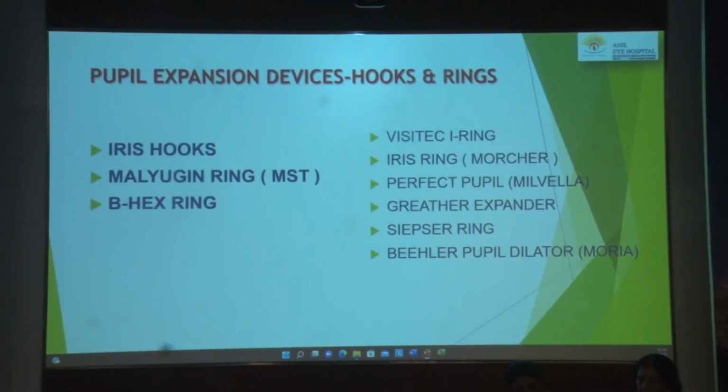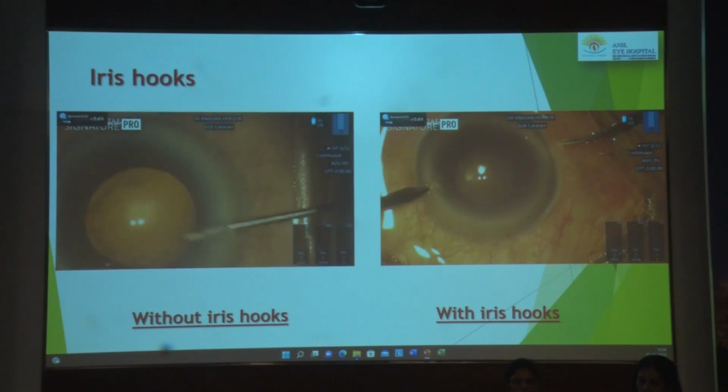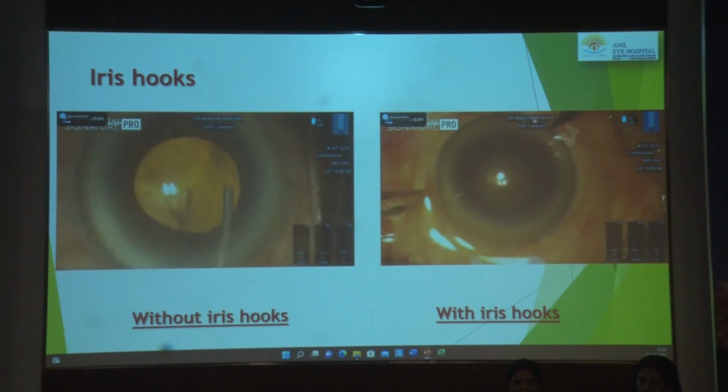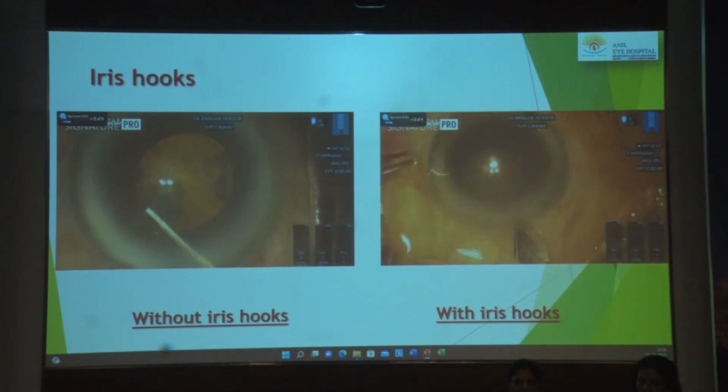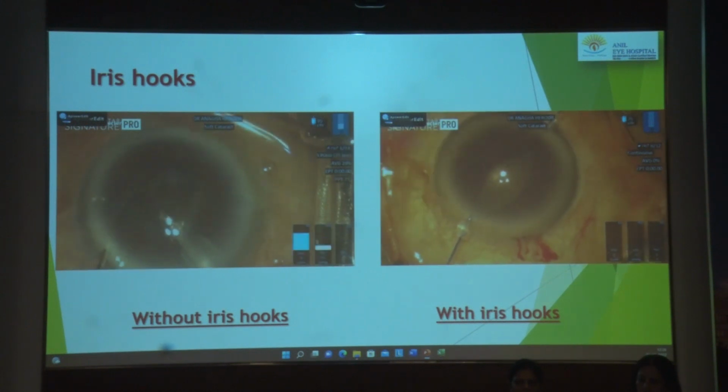My threshold of using is quite low, especially in IFS. So pupillary expanding devices, I would be speaking on the iris hooks, the Malyugin and the BHEX, though there are a lot of them available, whatever works best in your hands. So this was a patient of pseudoexfoliation, the two eyes of the same patient, mind you. The one to the left is where the pupil was fairly well dilated, so I didn't find the need for using a pupillary expander, and the one on the right was the other eye where it was slightly borderline, but because it was pseudoexfoliation, I went ahead and used an iris retractor.